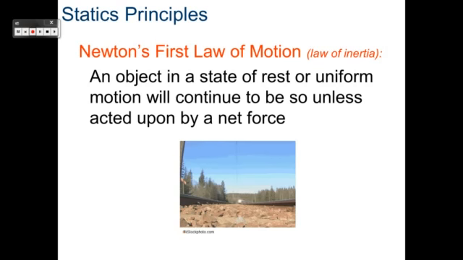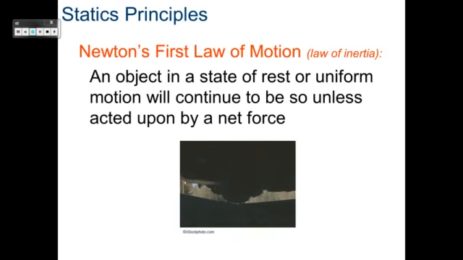Static principles, to go over a few of them. Newton's first law of motion, which is his law of inertia: an object that is in a state of motion or rest will continue to be so until acted upon by another force, what they call a net force. So you have a force that's greater than another force, which we'll talk about here in a moment.